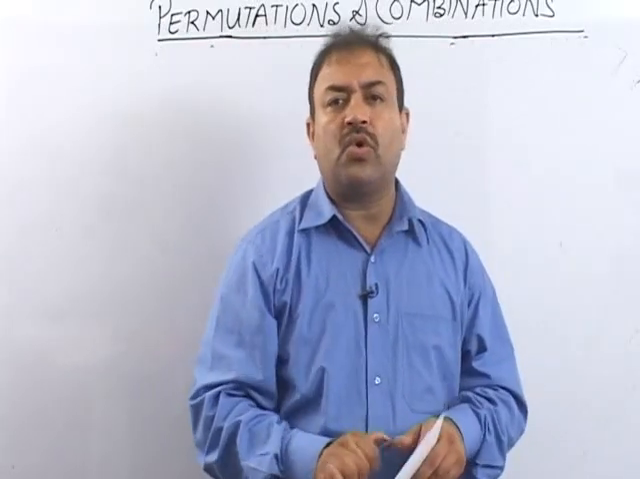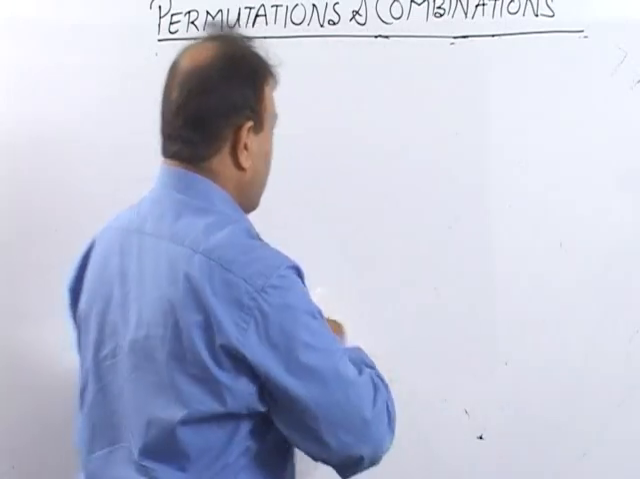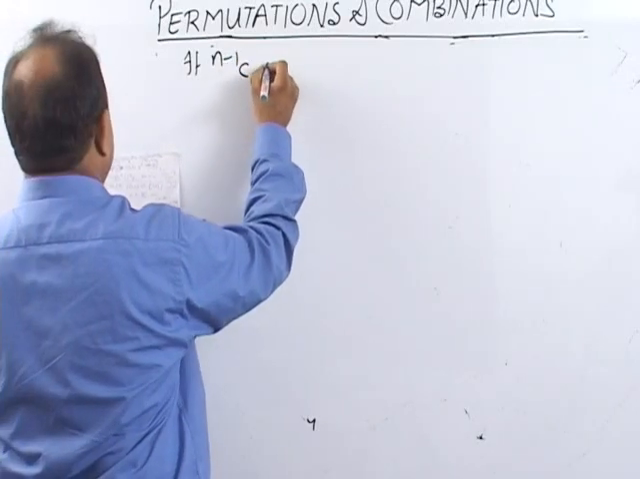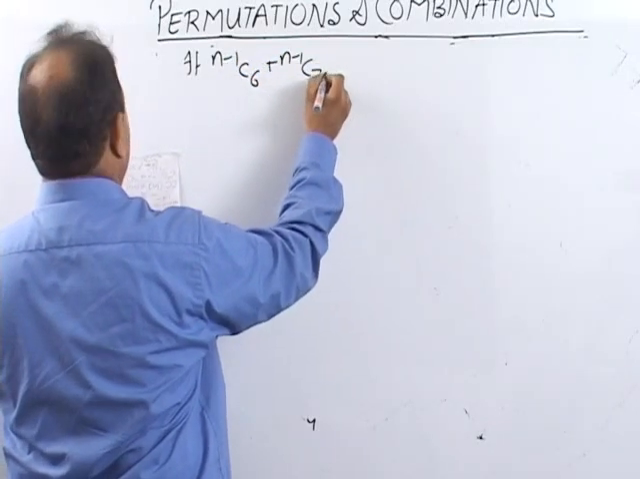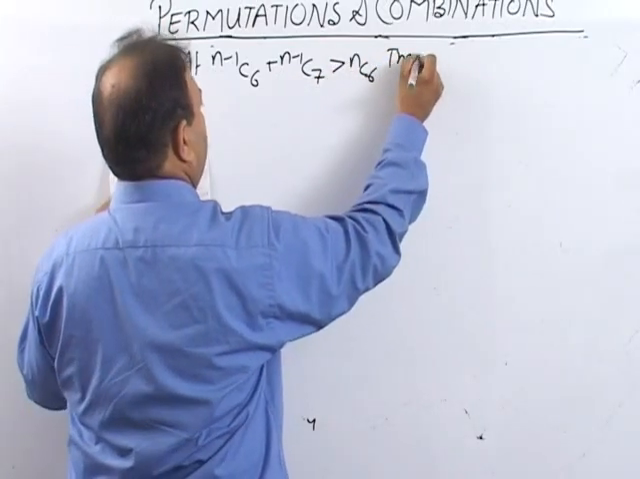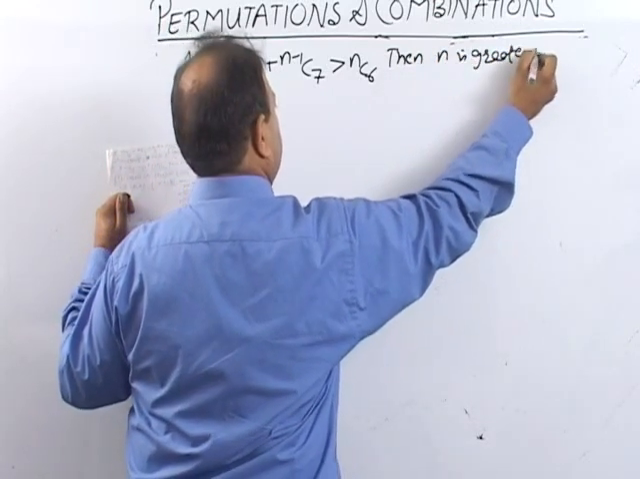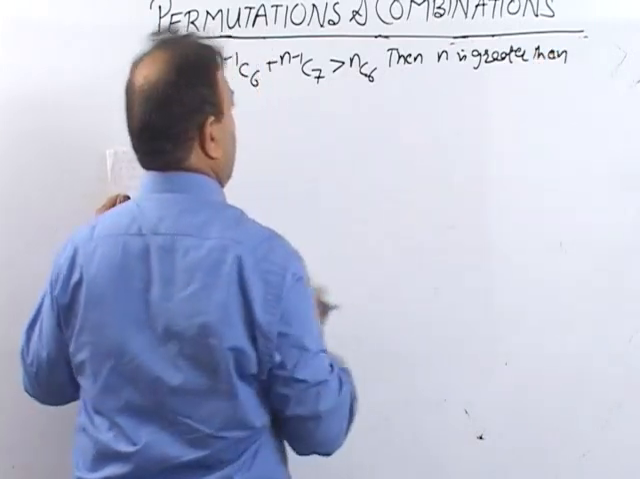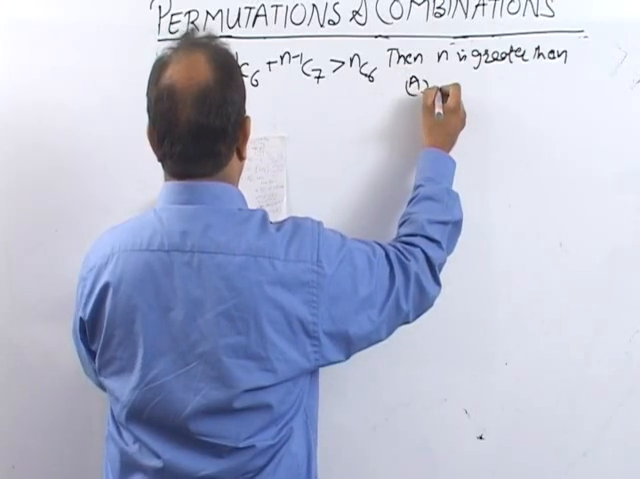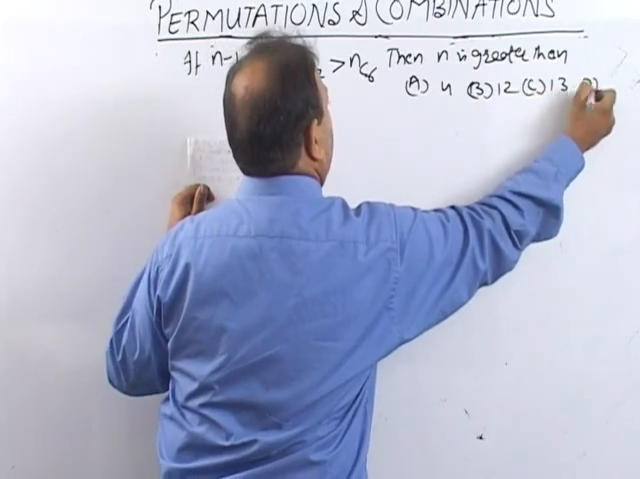Now the next problem based on this binomial coefficient is: if (n minus 1)C6 plus (n minus 1)C7 is greater than nC6, then n is greater than what? A option we have 4, B option 12, C option 13, D option 15.